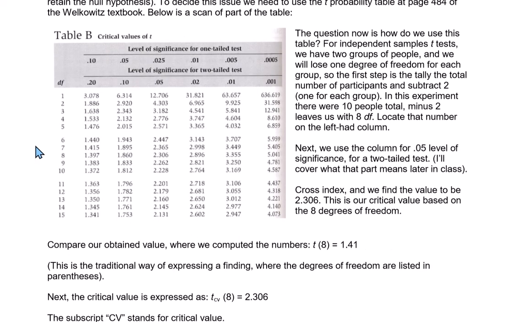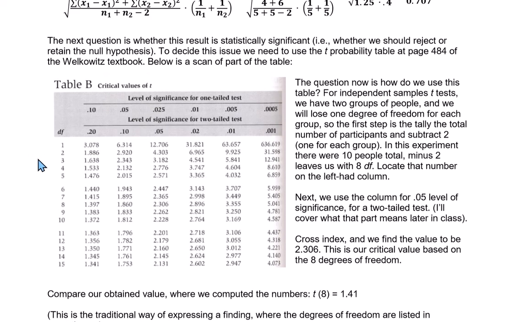So here's the probability table for the independent samples t-test. You see the degrees of freedom down here. I guess I'll end on this point. This is where you find the critical value. I think most of the students are comfortable with this at this point.